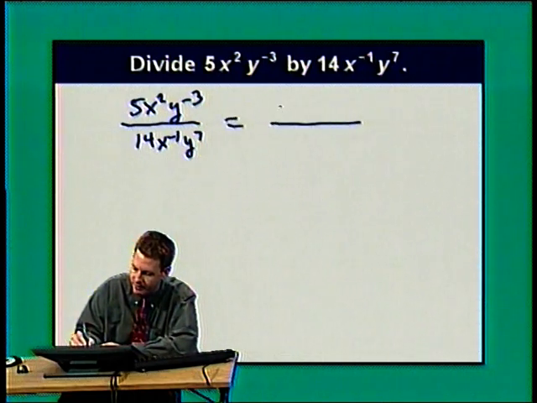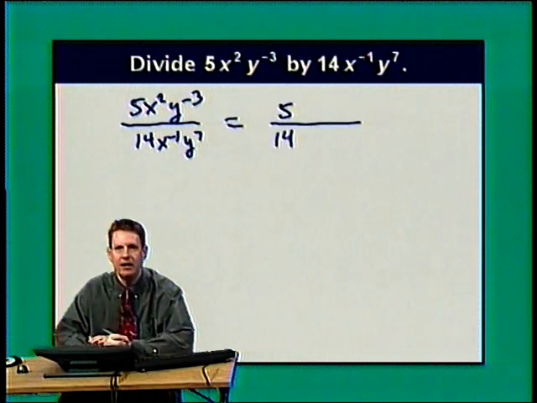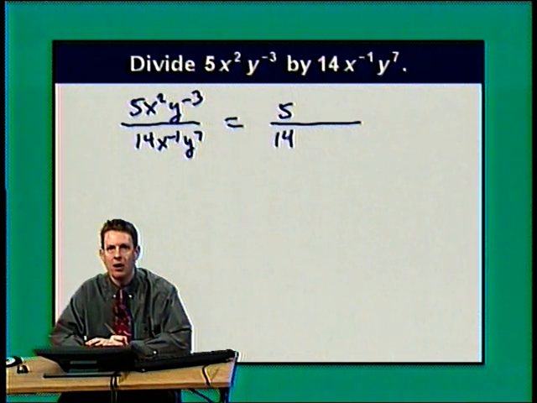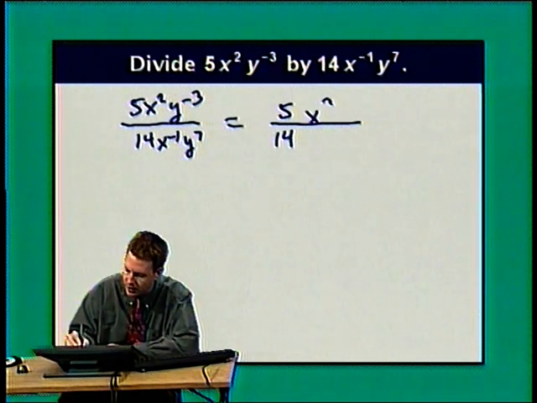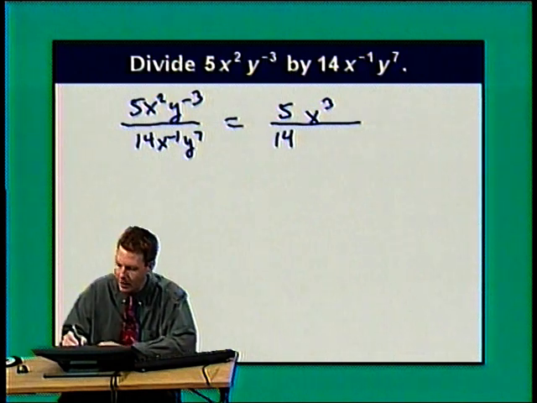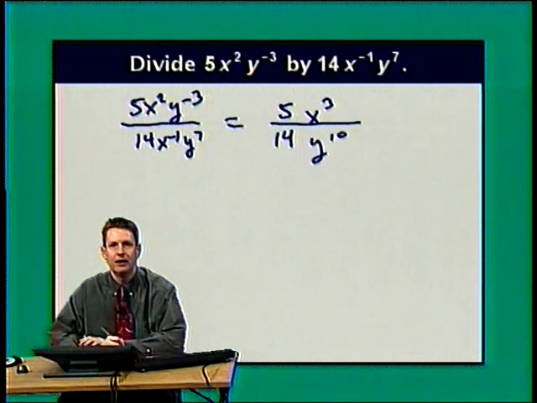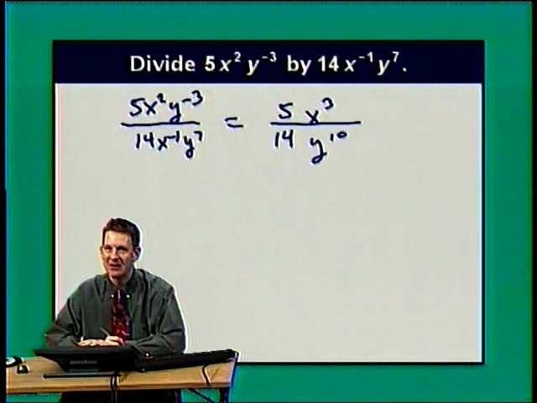I'm going to have factors of 5 and 14 in the numerator and denominator. Altogether, I'm going to have x cubed in the numerator, and I'm going to have y to the 10th in the denominator. Do you see where those exponents came from? If not, do some more practice, and later on, rewatch this part of the lesson, and hopefully you will see where those exponents came from.